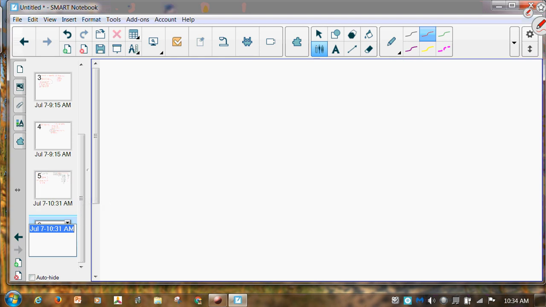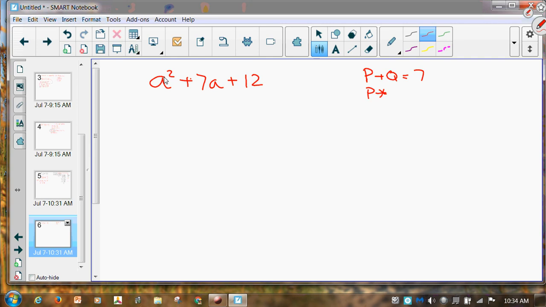So let's do a couple more just to make this come home to roost. Let's try a squared plus 7a plus 12. Okay. So again, to meet our conditions, P plus Q is going to equal 7, and P times Q equals 12.